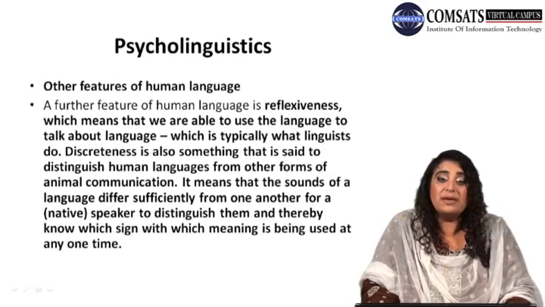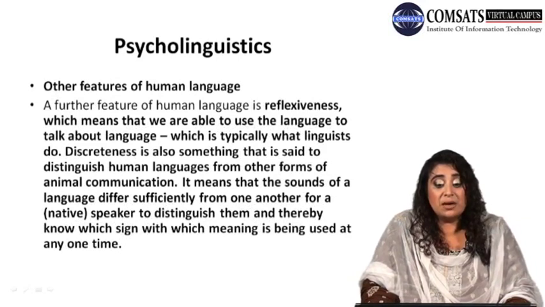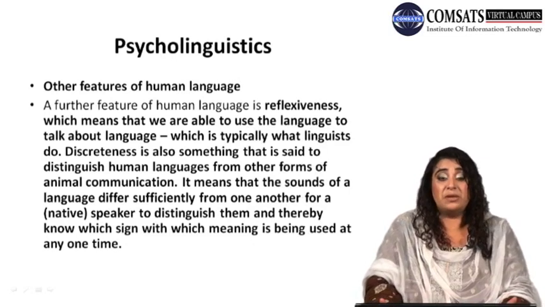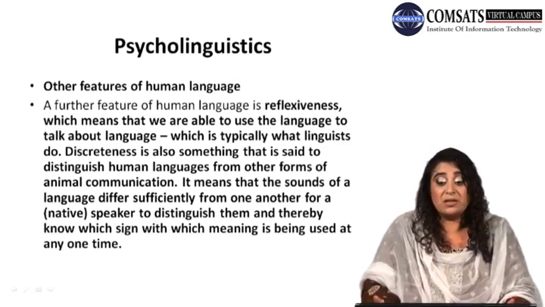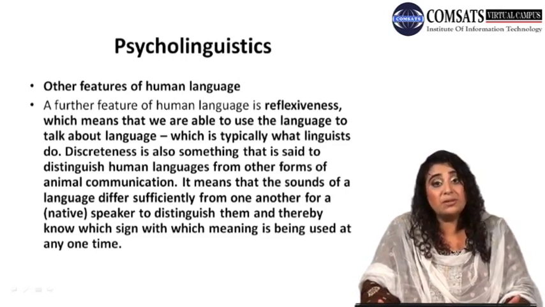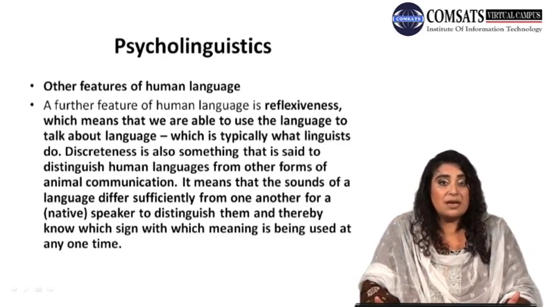Now, other features of human language. A further feature of human language is reflexiveness, which means that we are able to use the language to talk about language, which is typically what linguists do. Discreteness is also something that is said to distinguish human language from other forms of animal communication. Reflexiveness means that we are able to use the language by reflexes, like constantly.